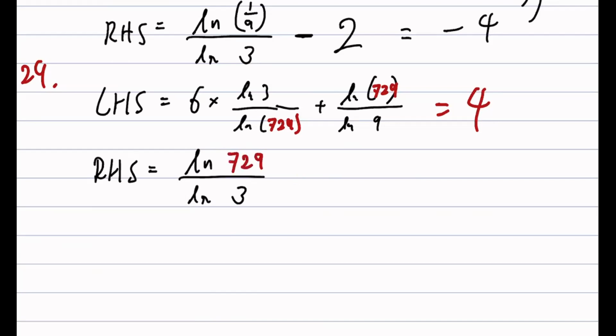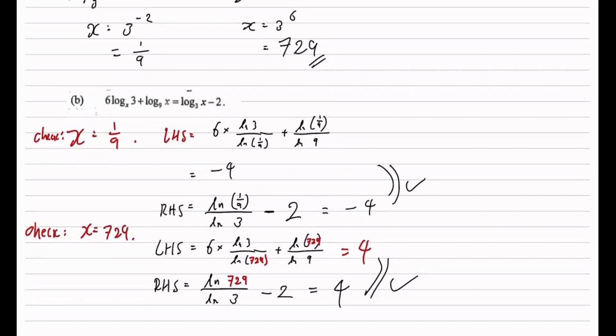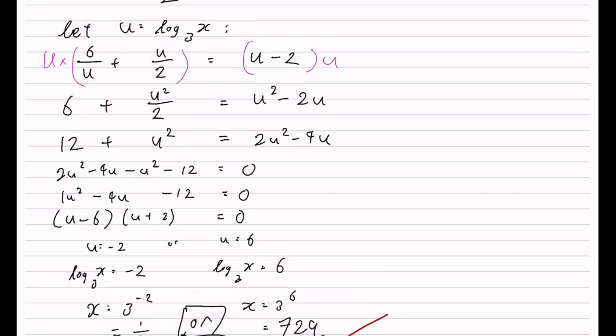Oh, negative 2. You get what I'm doing, right? I'm just replacing the 1 over 9 with 729. Okay, I also got a negative 4, so it's definitely equal. That means that x equals 729 and x equals 1/9 both are acceptable. Or. Should be or, not and. Okay, moving on. So this is question 27, part B done.